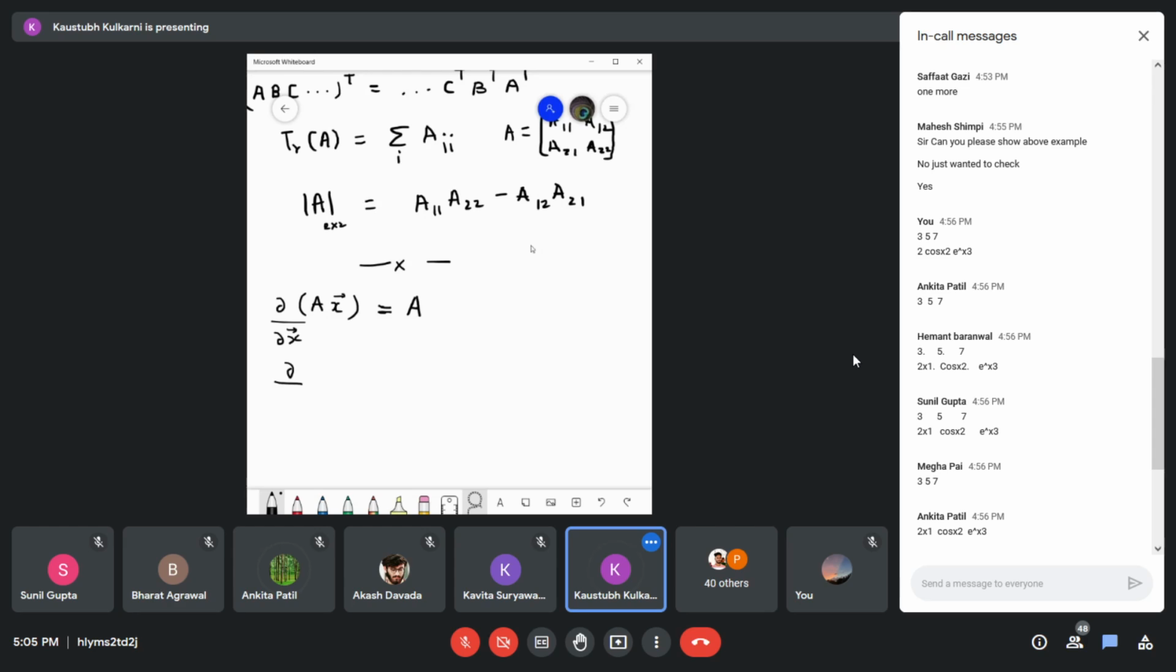However, if the vector is to the left, with the same matrix and same vector, then it will be nothing but A transpose.